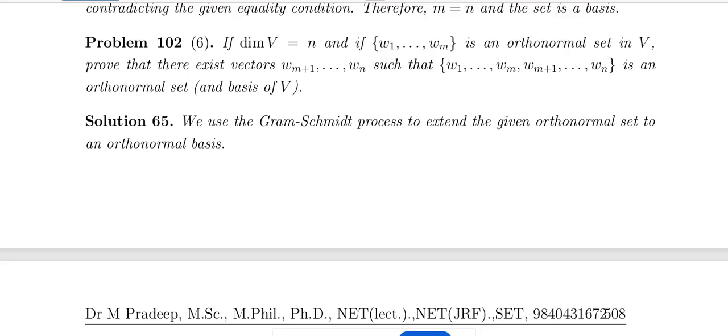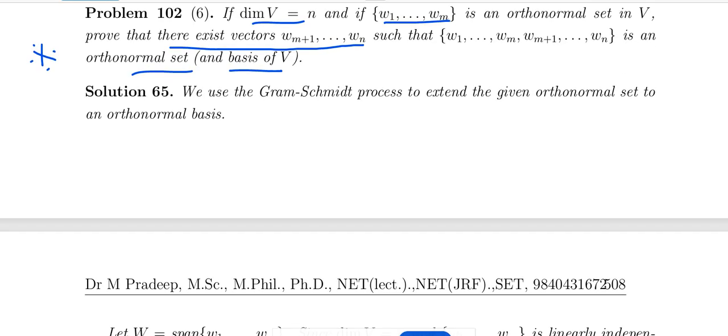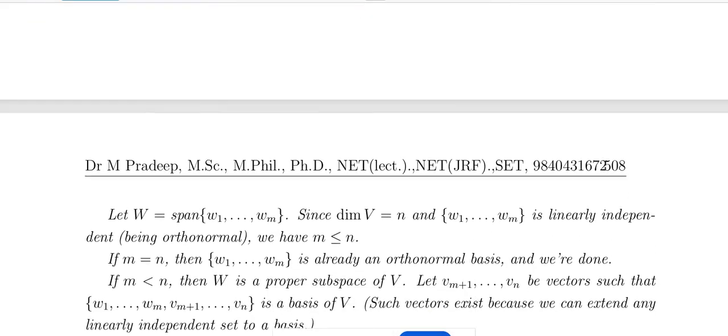And the dimension of V equal to n, and W1, W2, Wm are an orthonormal set in V. Then there exist vectors Wm plus 1 to Wn such that the combination of this orthonormal set and the existing vectors is an orthonormal set and a basis of V. This is also very important. Okay, we use the Gram-Schmidt process and extend it.